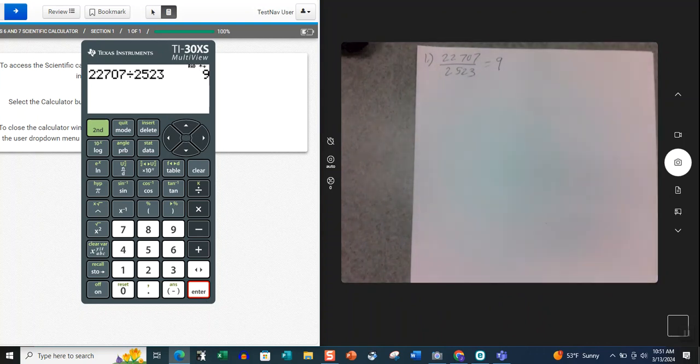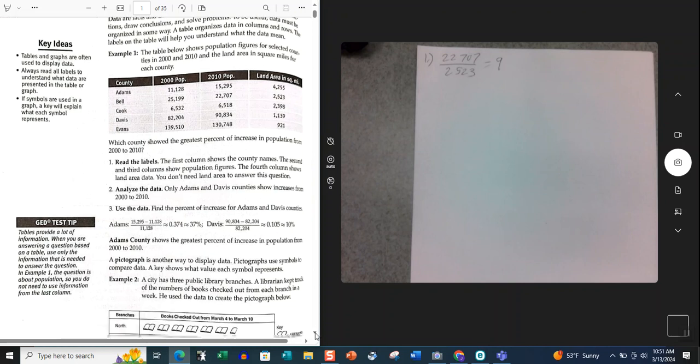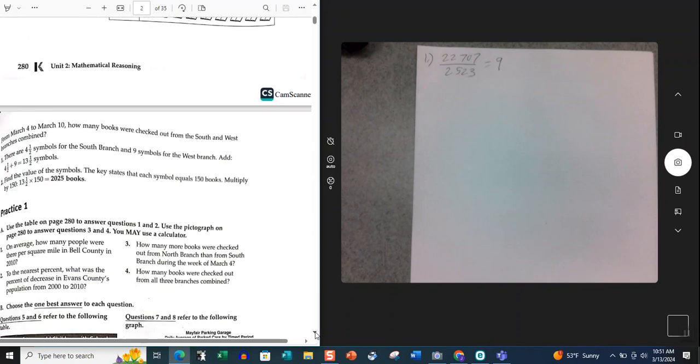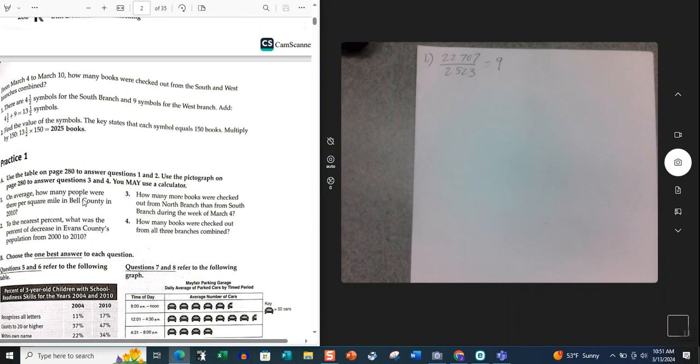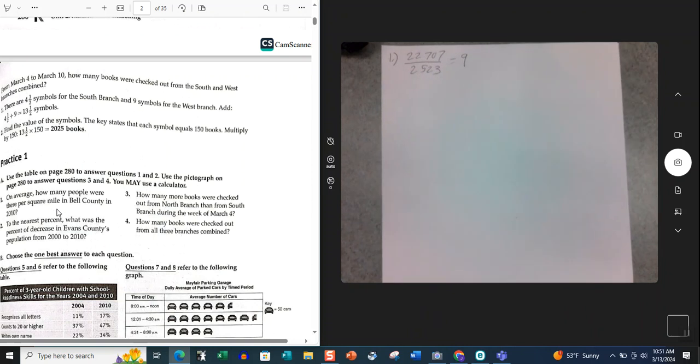So now, let's go back here. So it's 9. So that basically would be 9 people per square mile. But we'll just put 9 here because that's all they're asking us to do. So now we go to number 2.